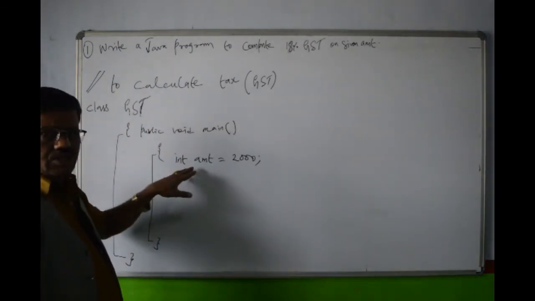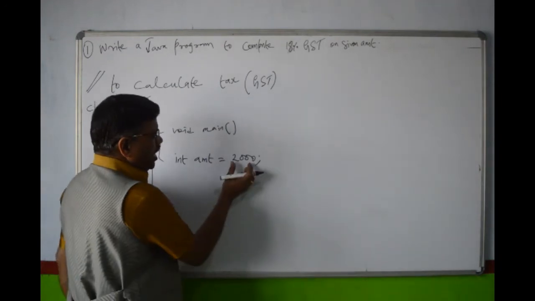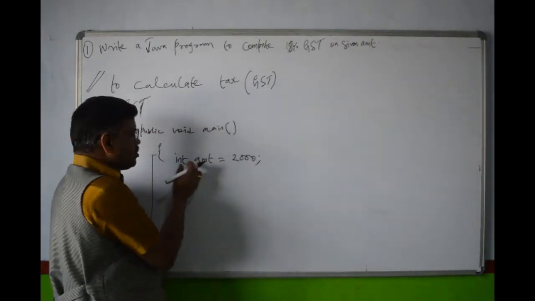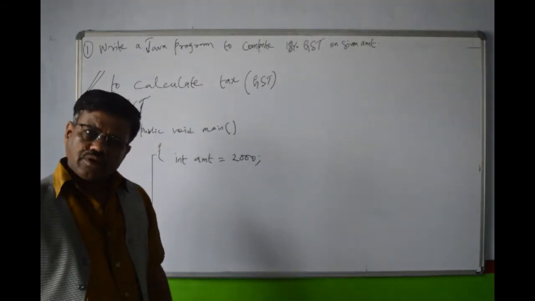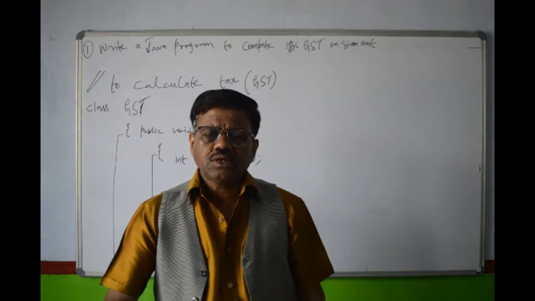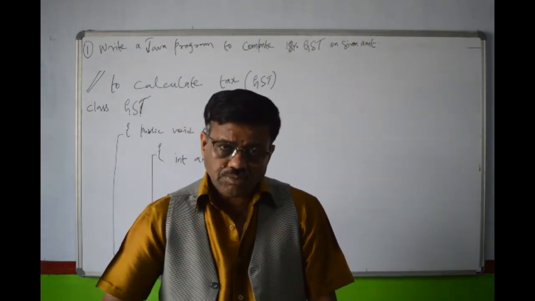I repeat again, boys and girls. I have a product which is of 2000 bucks that I am storing in AMT, which is integer in nature. Right? Now, what do you mean by integer? As I told you in the previous classes, an integer is a number without a decimal point.